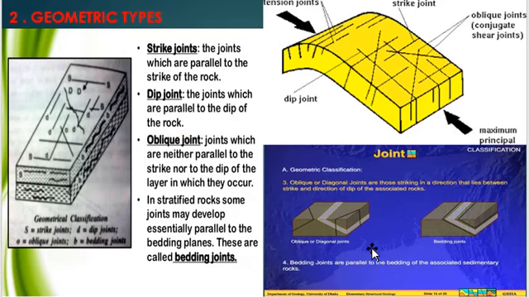Let us discuss the common characteristics of all the types of joints. First, mural joints, seat joints, columnar or prismatic joints, master joints, dip joints, strike joints and oblique joints are formed by tensional force. But release joints, extension joints and conjugate joints are formed by compressive or couple or shear force.